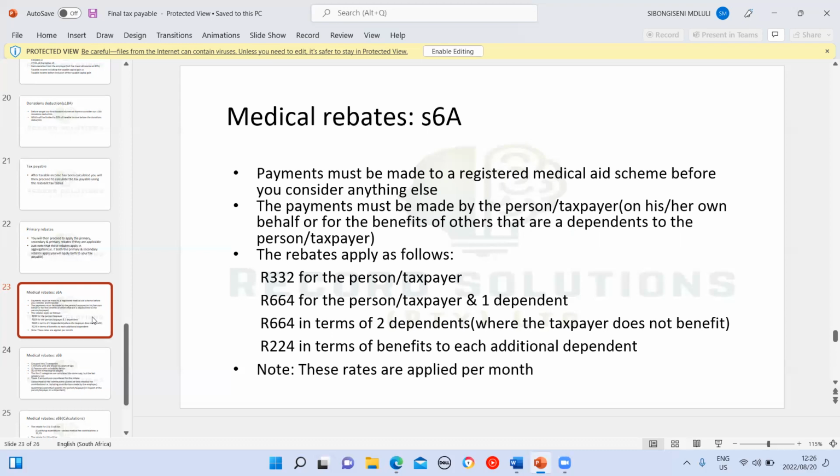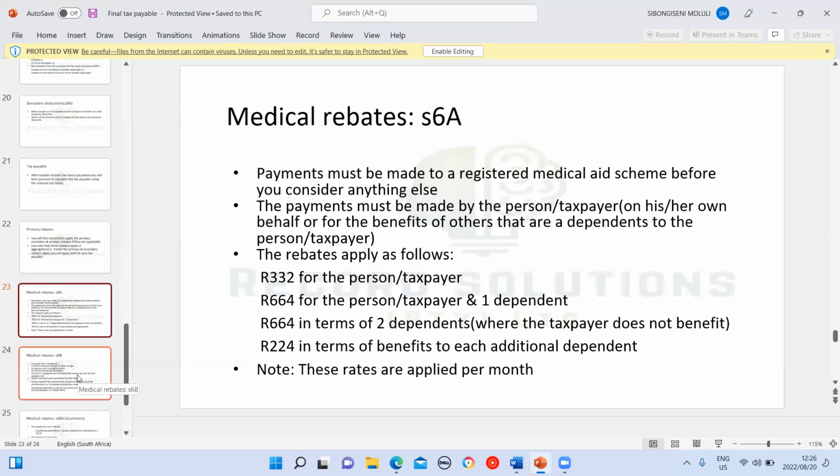And also note that these rates are applied per month. So I hope you understand how these rates are applied. 224 rand will be for each additional dependent after two beneficiaries have applied the 332 rand rebate. Then the rest will be at 224 rand. That makes sense, and I'm sure it does.